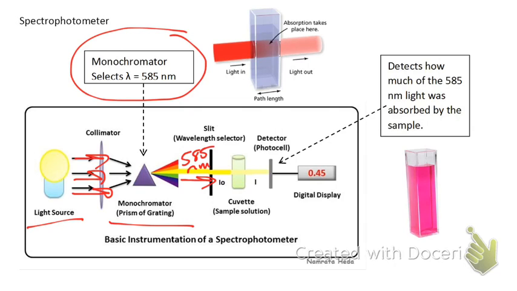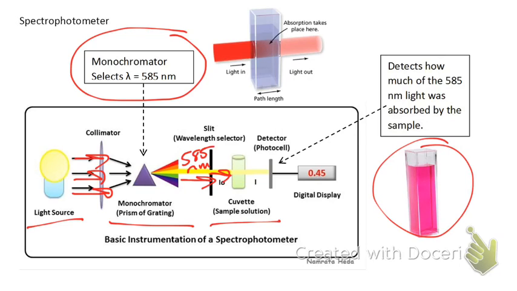Alright, and that 585 nanometers of yellow light is going to then hit our sample solution that contains the compound that we're using. Now that compound is going to be placed in a cuvette. I have a picture of a cuvette here. This cuvette is holding a pink solution in it. The cuvette is placed in the spectrophotometer in a specific slot, which I'll show you later.